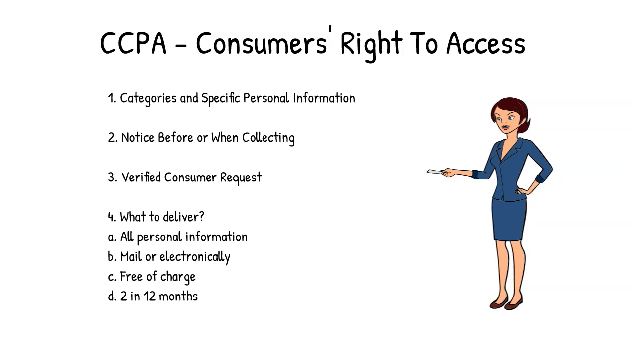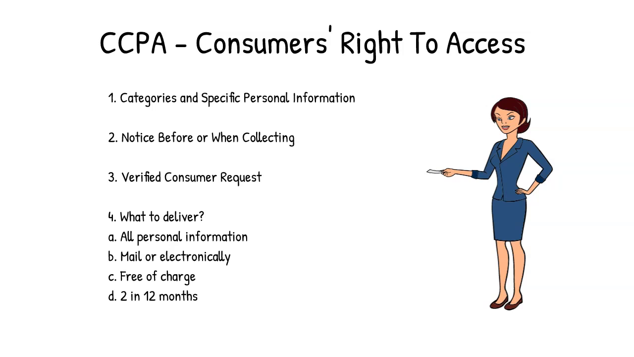So what do you have to actually deliver when a consumer makes a request for their specific personal information? And you have to deliver all that personal information. So whatever versions of it you have to produce. Again, it's not just their name and email address, phone number, physical address, and maybe payment resources if they purchase something from you. It needs to be everything. You can deliver it by physical mail, the old traditional snail mail, or electronically.